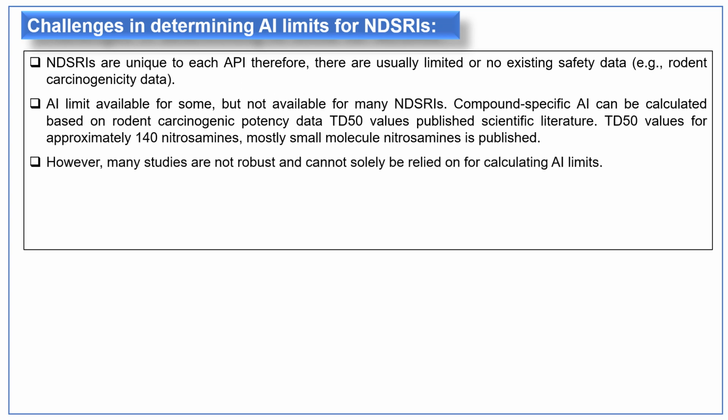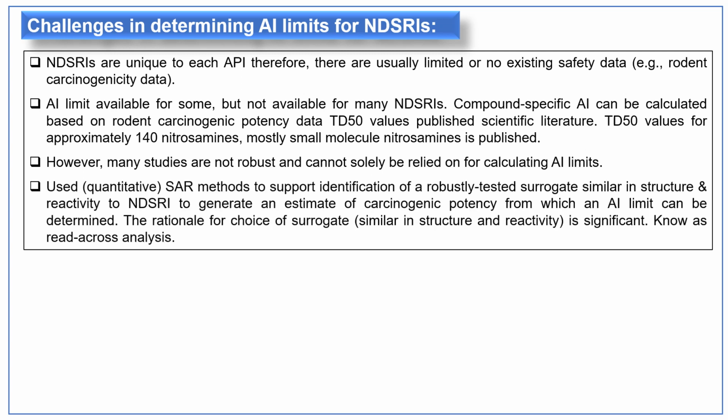However, many structures are not robust and cannot solely be relied on for calculating the AI limits. So the approach uses a SAR method to support identification of a robustly tested surrogate, which is similar in structure and reactivity to the respective NDSRI, to generate an estimate of the carcinogenic potency, from which an AI limit can be determined. It is important that the rationale for the choice of a surrogate that is similar in structure and reactivity is very significant. So this method is known as read across analysis.